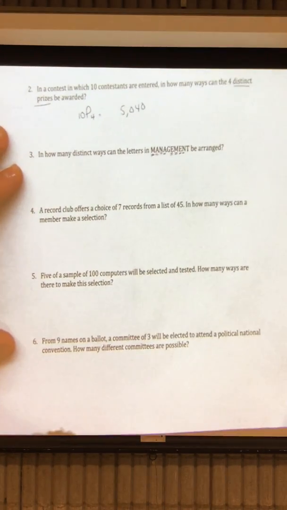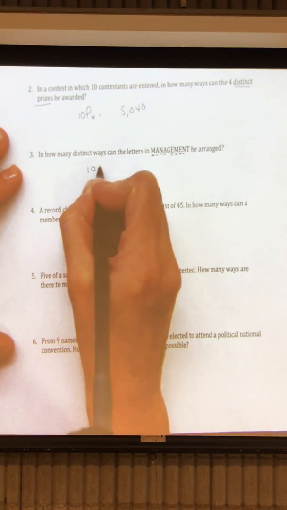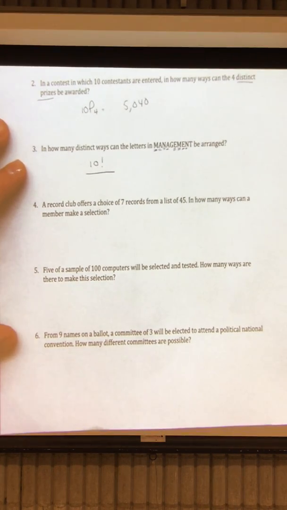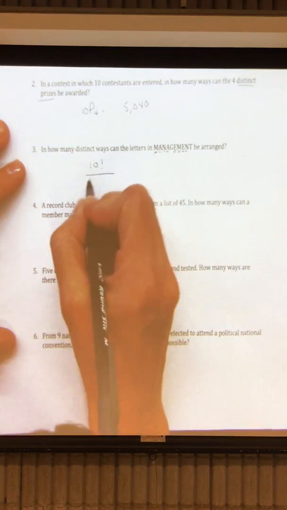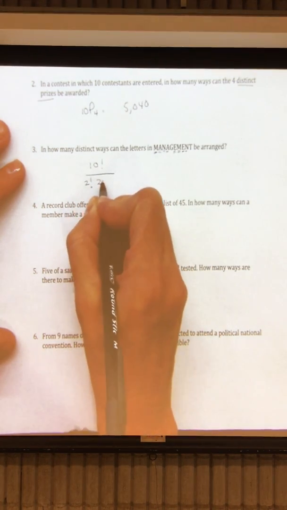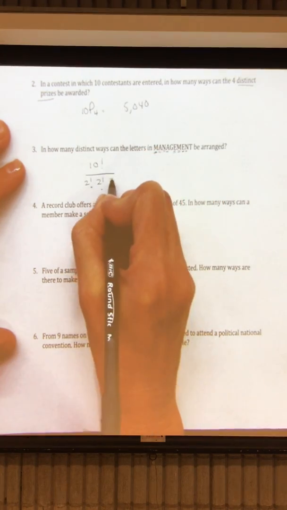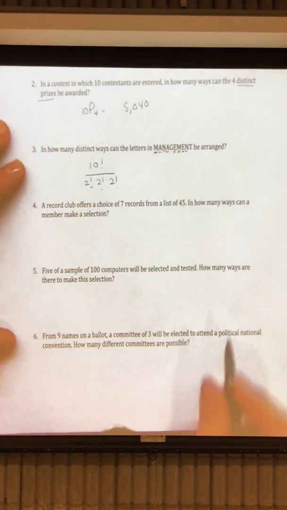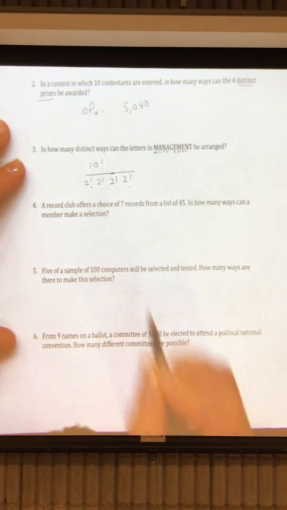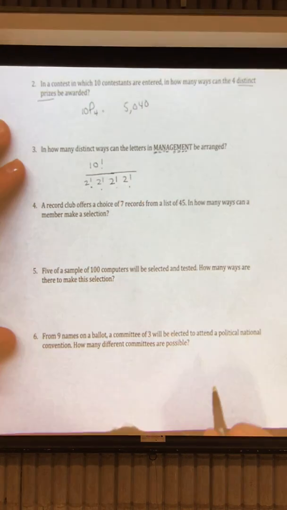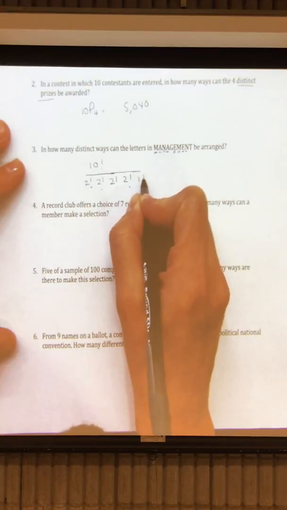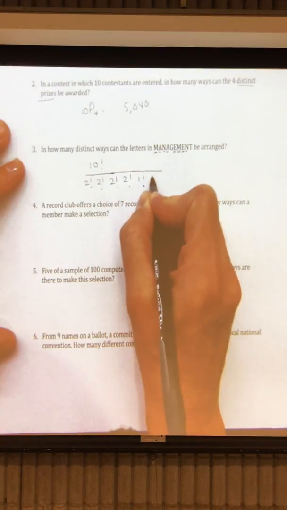So here we're using our factorial. We have 10 factorial for the 10 letters in the word. And here we have the identical letters. We have 2 factorial for the 2 M's, 2 A's, 2 E's, and 2 N's. So we have 4 letters that are identical. And then the remaining letters, you only have 1 G, and you only have 1 T.